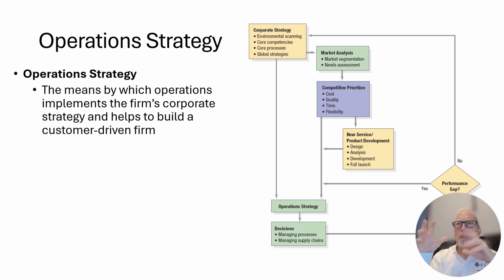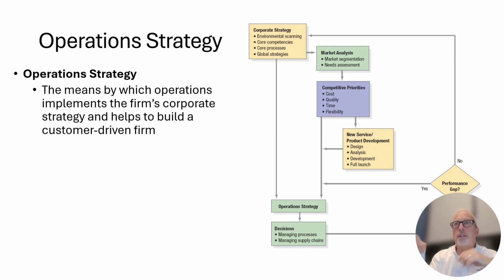Very high level. And these three blocks in the middle are the building blocks of that corporate strategy. The market analysis is telling us, well, what customers are out there? How can we group those customers? That's market segmentation. And then what services or products do those customers need that I might be able to provide? So all of that is going into corporate strategy.